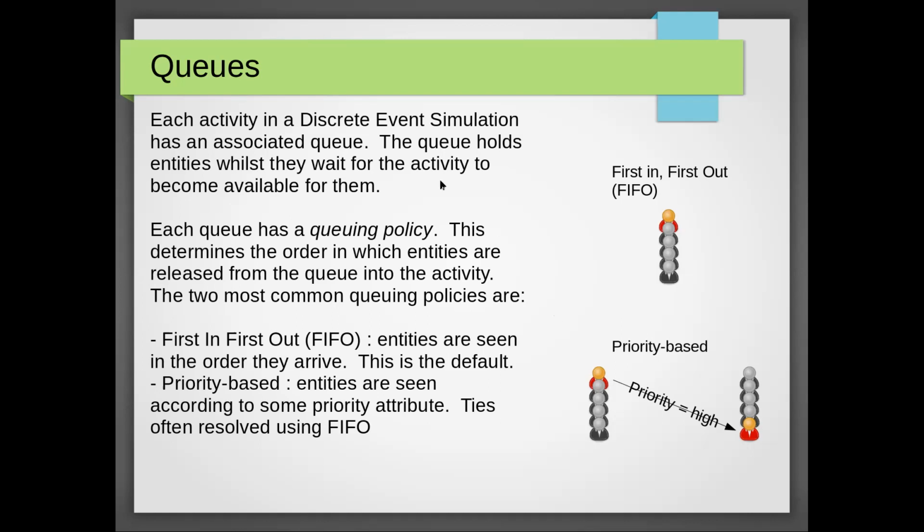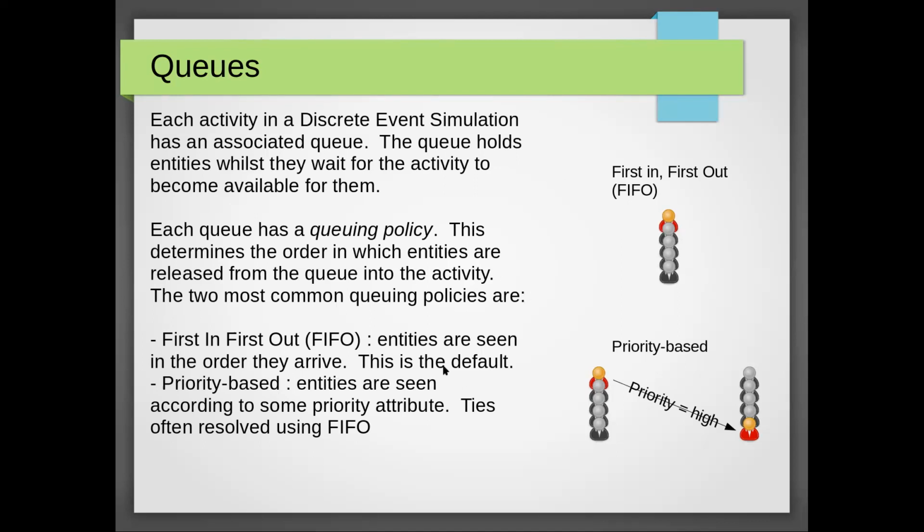Now, each queue has an associated queuing policy. The queuing policy determines the order in which your entities are going to be released from the queue into the activity. There are various different queuing policies, but the two most common ones that you will need to worry about are these two here, which is first in, first out, FIFO, which is basically entities are seen in the order they arrive, and that's the default. So if you arrive and then somebody arrives behind you, you're seen before they are. That's the default queuing policy, first in, first out.